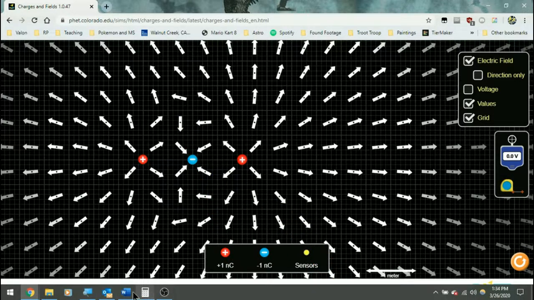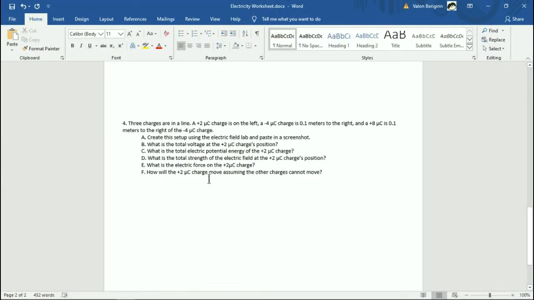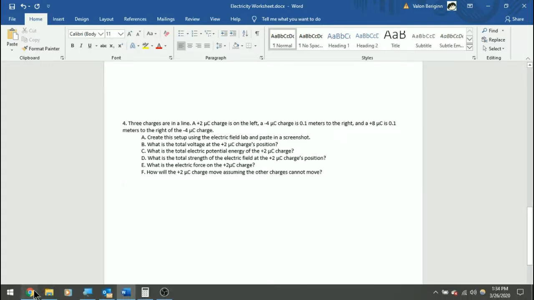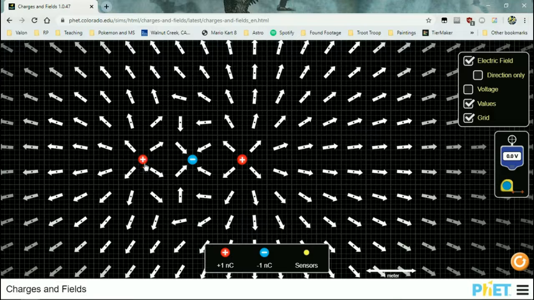Oh, okay. What's the actual numerical question here? What is the total voltage at the +2 microcoulomb charge's position? Okay. So what is the voltage at this position? In other words, you should take these two charges away, right? So what you want to find is the voltage at this position from this charge and from this charge. Okay, so that's what you want.